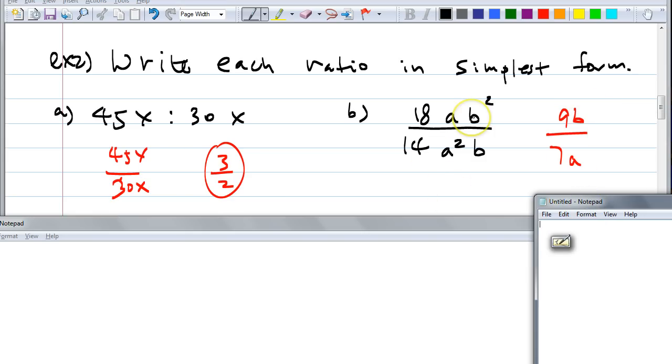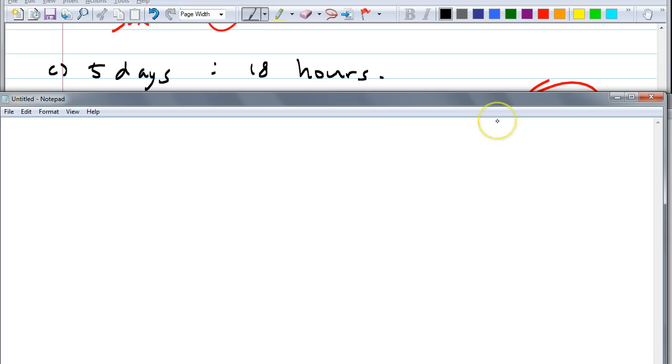Because a is canceled out, b is canceled out. You have more a's on the bottom and more b's on the top. And of course, 18 and 14 you could divide top and bottom by 2. Easy enough? All right, let's do some more interesting ones. These are pretty straightforward, okay? What if I ask you this?